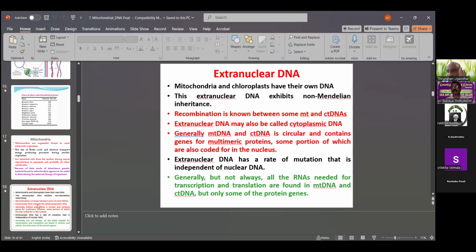Mendelian means according to the scientist Mendel's laws, where every organism's genetic inheritance characters come from the parents. Recombination is also known between some mitochondrial and chloroplast DNAs. Extranuclear DNA is also one character of the DNA.